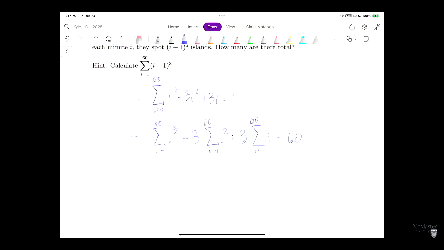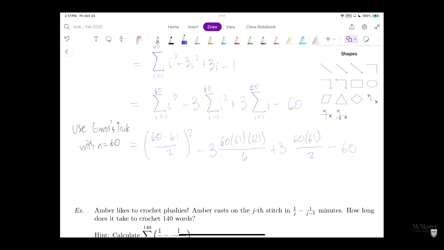Alrighty, so all we're going to do is use our Gauss's trick formula with n equal to 60. So here, this gives us our left term is going to be 60 times 61 over 2 squared minus 3 times 60 times 61 times 121 over 6 plus 3 times 60 times 61 over 2 minus 60, and that is our final answer.